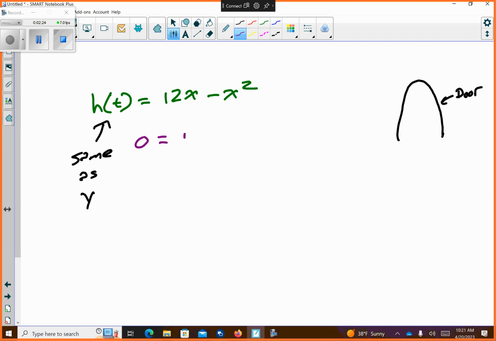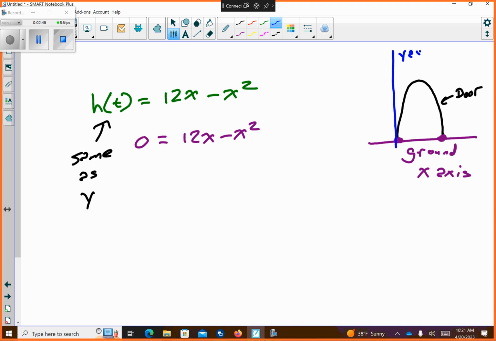First thing I want to do is set the height to 0. What that's going to find for us is this point and this point. So this is the ground. In this case, the ground is the x-axis. And we'll have the y-axis, which is the height in feet. We need to think about how we might solve this problem.